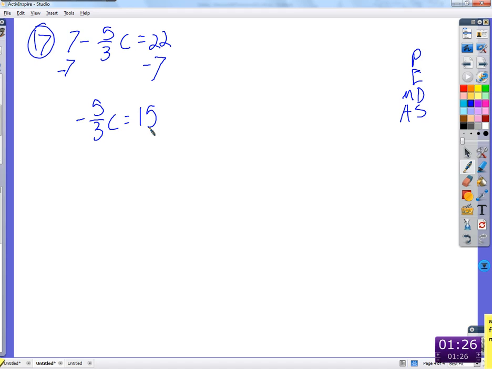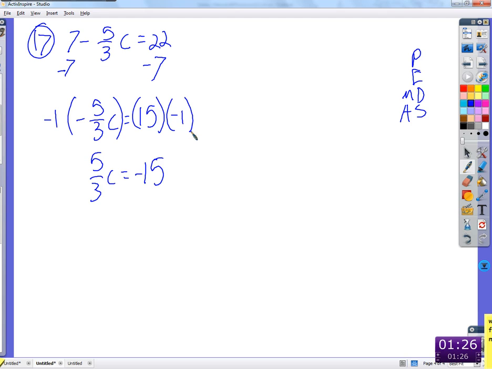Again, we want to know what C is, but we don't know what C is. But we do know that the opposite of 5/3 times C is 15. So we could do this all in one step, where we could just say, well, if the opposite of 5/3 C is 15, then 5/3 C must be negative 15. That just stands to reason. And we can do it mathematically by multiplying both sides by negative 1. That way that side's positive, the right side's negative. So now we know that 5/3 of C is negative 15.